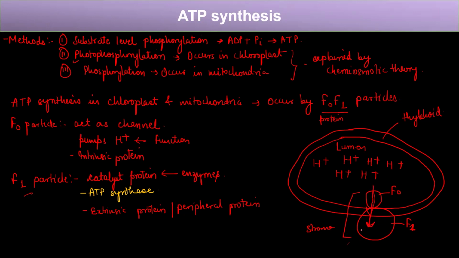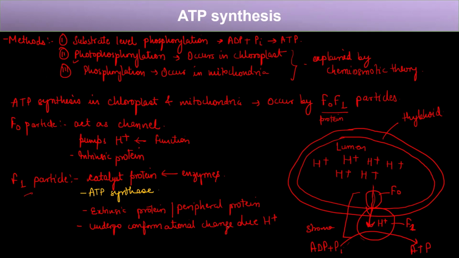As it starts pumping, when the hydrogen ion reaches this F1 particle, suppose one of the protons reaches here, it causes a conformational change in the F1. This F1 particle undergoes conformational change due to the proton, or hydrogen ion. Once it undergoes the conformational change, it rotates, and when it rotates, it converts ADP and Pi to ATP.